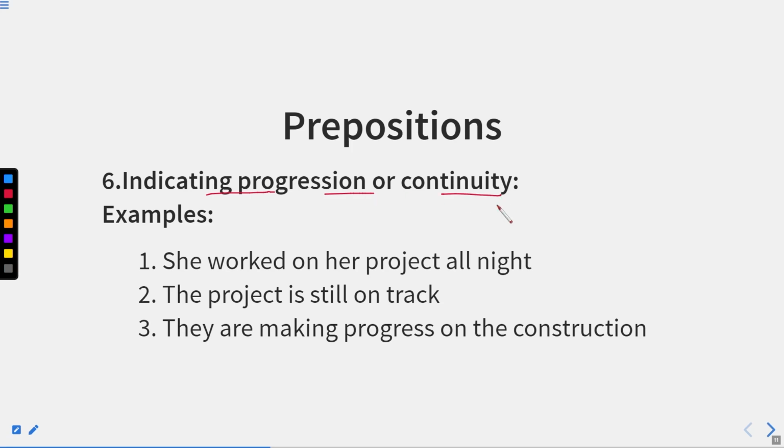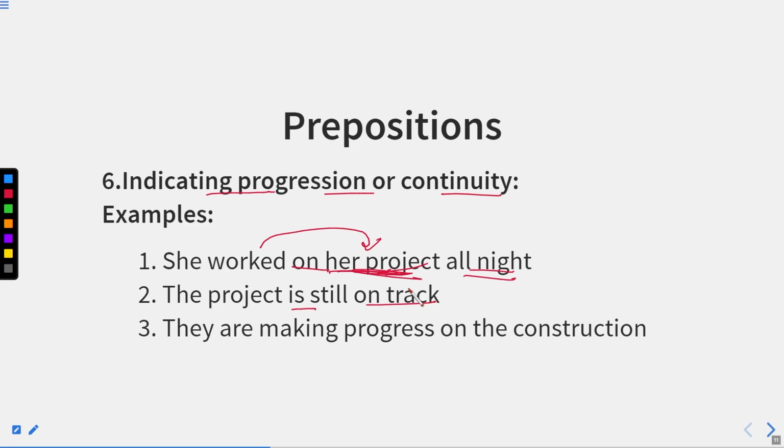Indicating progression or continuity. She worked on her project all night. So, if we show the progression or continuity of something, that is, she worked on her project. Now, she was working about her project. So, we can use preposition on because she is working for this project only all night. So, it was in continuation all night. So, we can use preposition on. The project is still on track. It means it is still in continuation. So we can use preposition on for that.